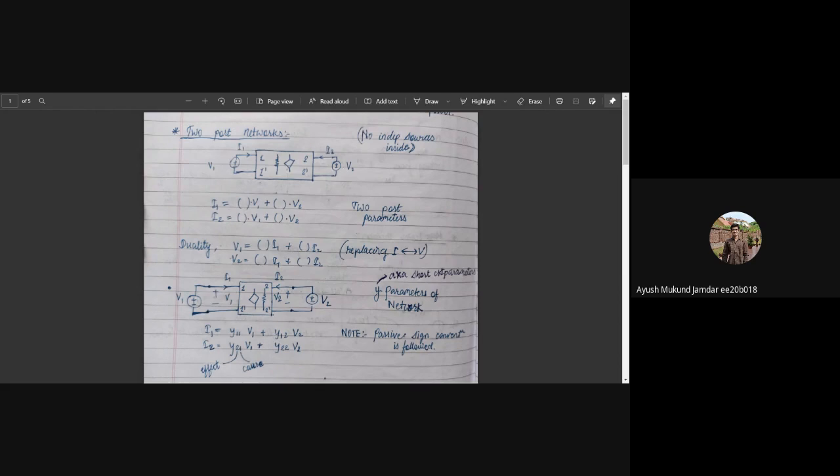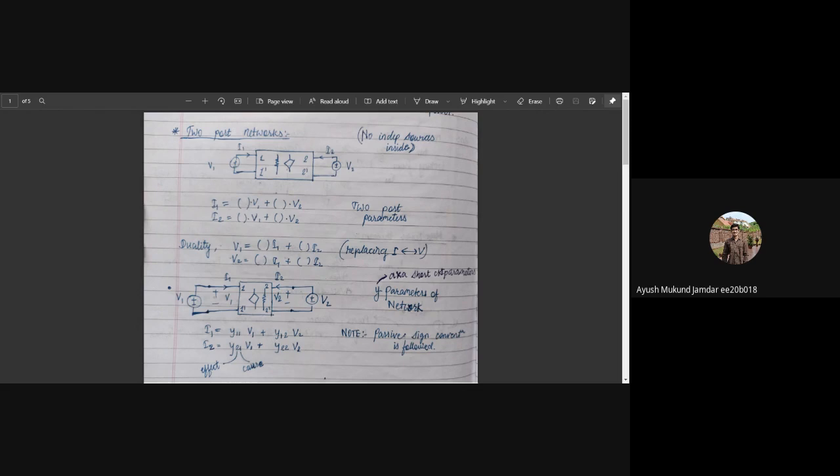Since the circuit comprises only of linear elements, that is, resistors, dependent sources, and independent sources, the current I1 on the first port can be expressed as some constant times V1 plus some constant times V2. The constants, what they are, we'll find out. But as of now, it can be written as a linear sum of V1 and V2. This is because of linearity and the kind of elements we are dealing with. Similarly, we can write I2 as a combination of V1 and V2, with some constants. The constants are what we call two-port parameters.